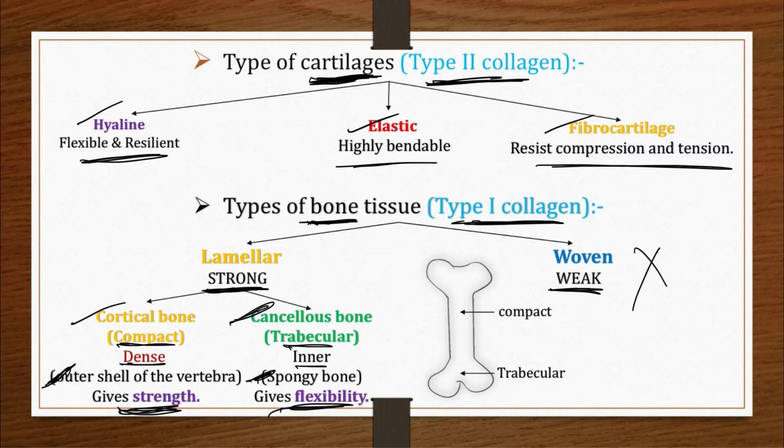So this is your compact, your hard bone. This is your spongy, the trabecular, and this is your cartilage, the firm part, right? So firm, spongy, and hard, compact part. This is how one joint is arranged.